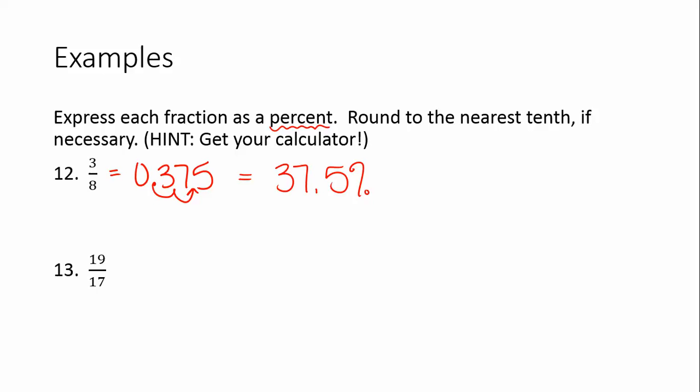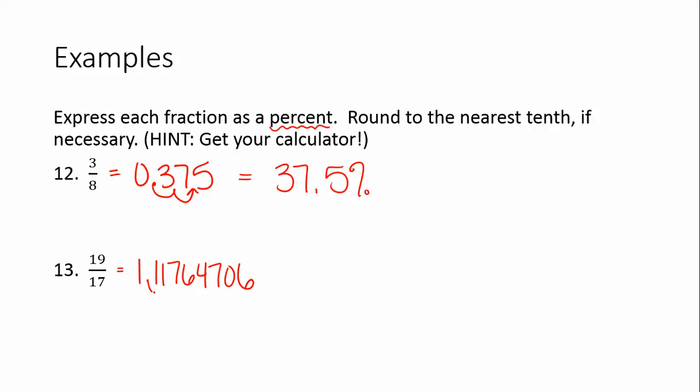Number 13, I probably don't expect anyone to know what 19/17 is in a decimal. If you punch it into your calculator, you'll see that it's non-terminating and non-repeating, so we get 1.11764706 before my calculator runs out of room. Remember, I talked about this in class.